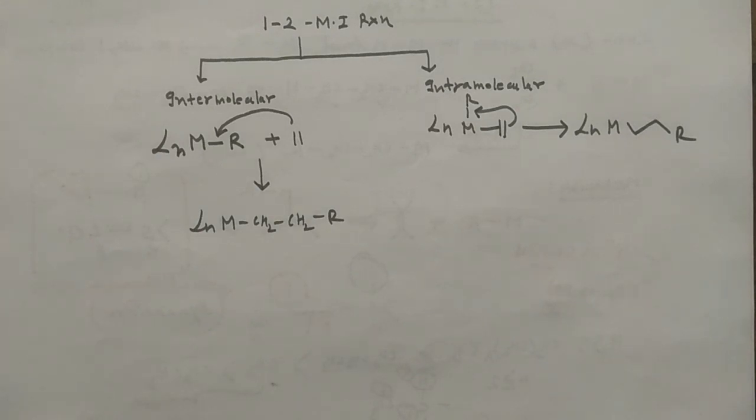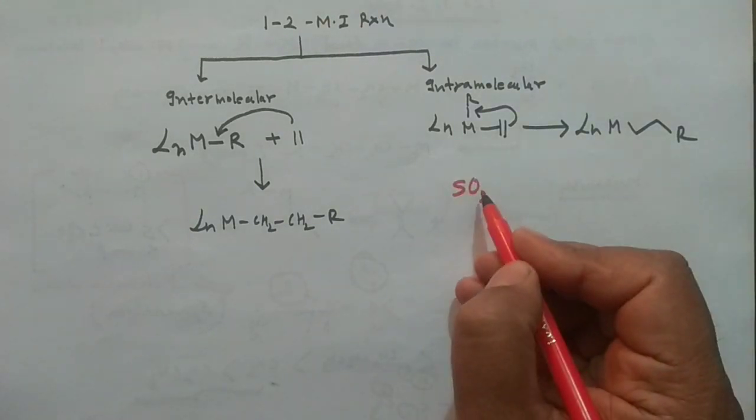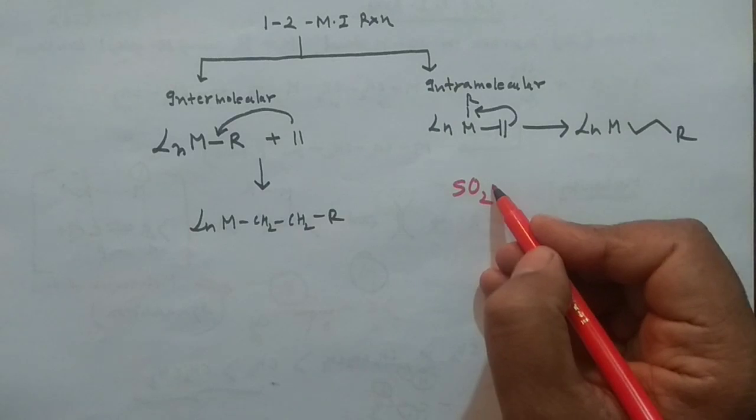And before solving the CSIR NET problems, one thing I want to tell you: if you have sulfur dioxide, it's a very special kind of molecule.